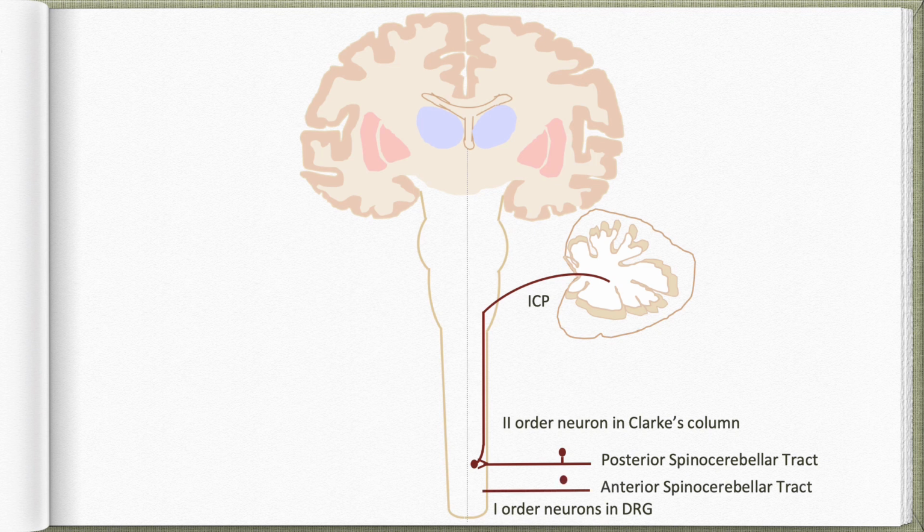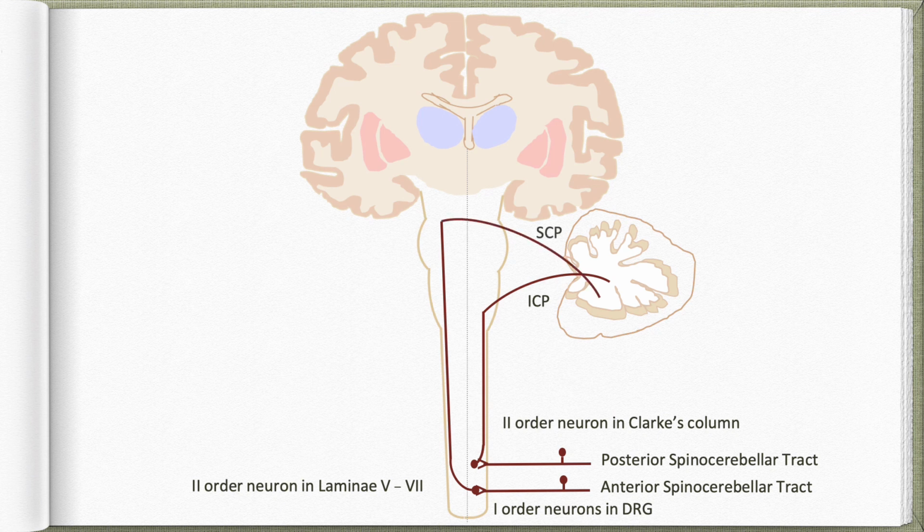For the anterior spinocerebellar tract, the first order neurons are located in the dorsal root ganglion. The second order neurons are located in the laminae 5, 6 and 7. Axons of these neurons cross to the opposite side, ascend as the contralateral anterior spinocerebellar tract, reaches all the way to the upper pons or junction between pons and the midbrain, where this tract will join with the superior cerebellar peduncle. Fibers will then cross back within the superior cerebellar peduncle or within the white matter of cerebellum to reach the same-sided cerebellar cortex.